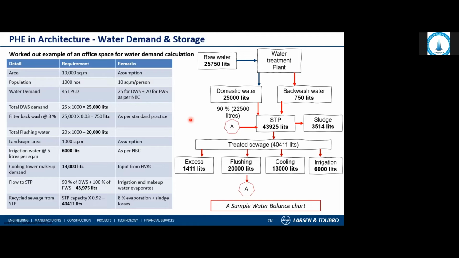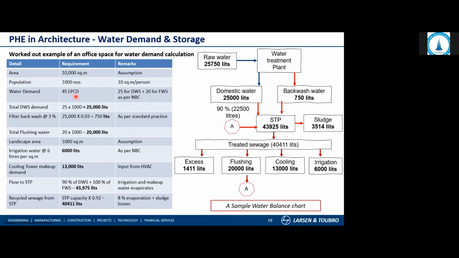So when it comes to a building, how is the water calculated? Suppose we have a facility which has a 10,000 square meter area. Approximately, 10 square meters per person can be considered, so that 1,000 people can be accommodated as the population in that particular office building. When we say that 1,000 people are occupied, then how much water can be kept for them, or what kind of storage can we plan for them?